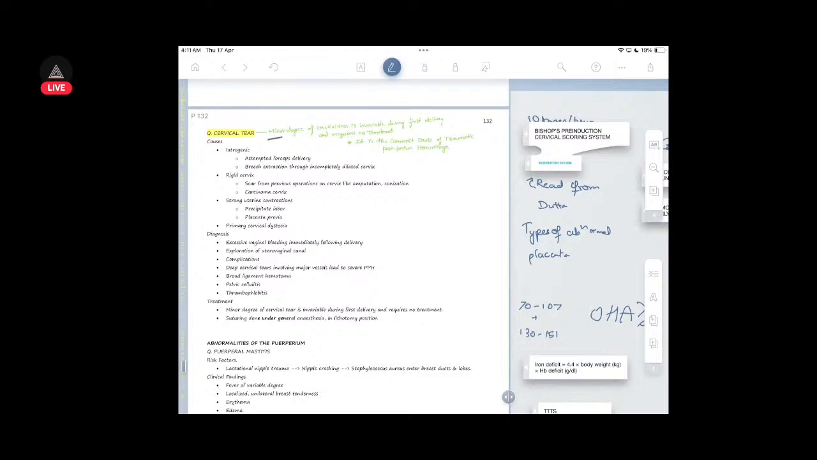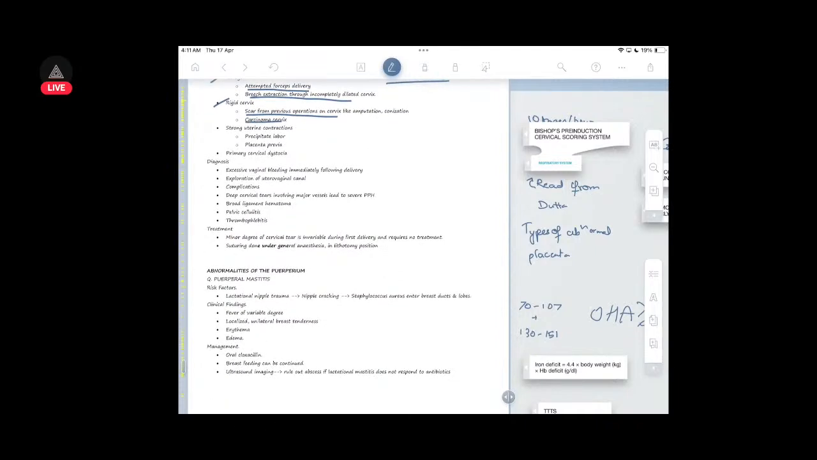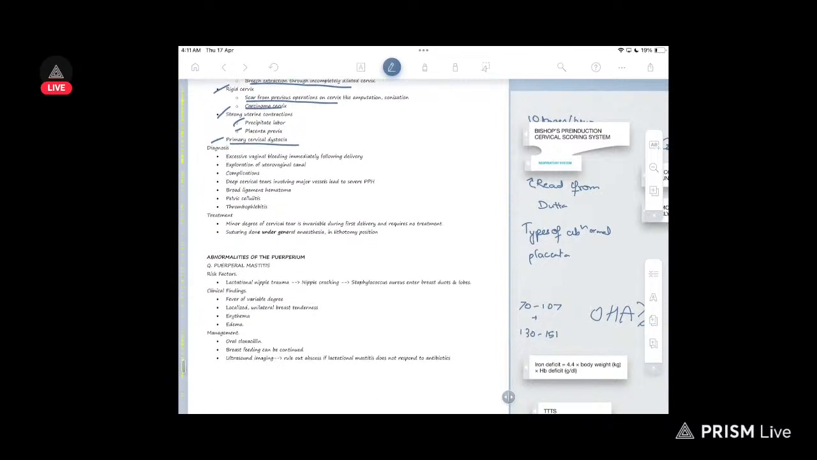Cervical tear: a minor degree of cervical tear is inevitable during first delivery and requires no treatment. It is the commonest cause of traumatic postpartum hemorrhage. Causes: iatrogenic, attempted forceps, breech extraction, rigid cervix, scar from previous operation, carcinoma cervix, then strong uterine contraction, precipitate labor, placenta previa, primary cervical dystocia. All of them cause cervical tear.